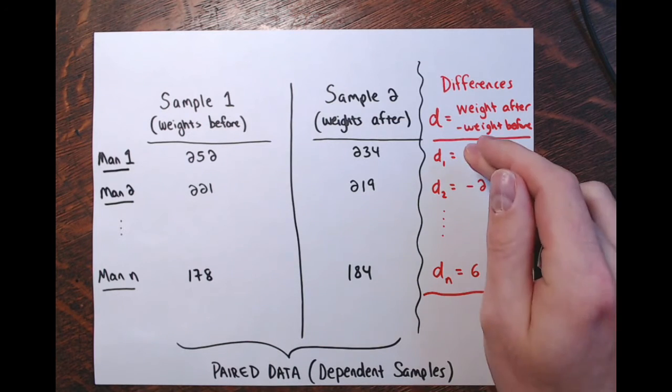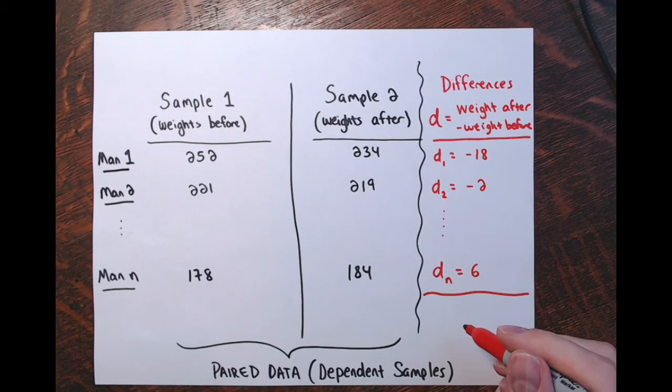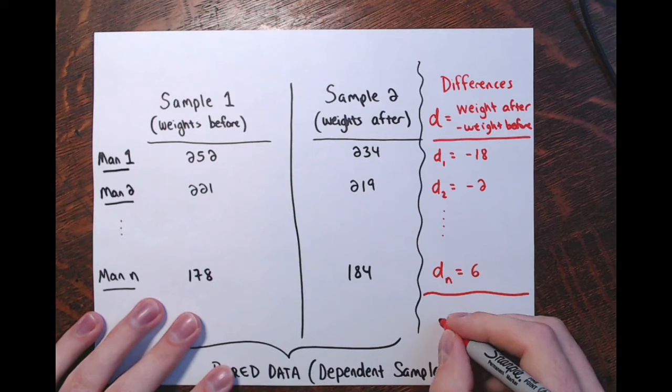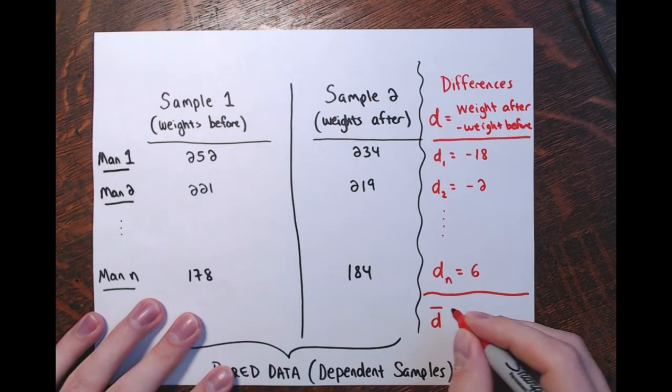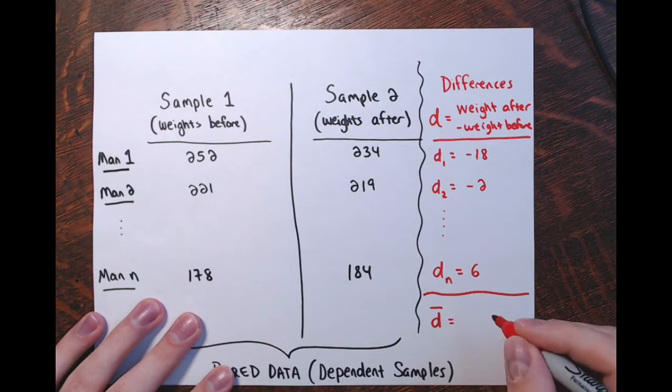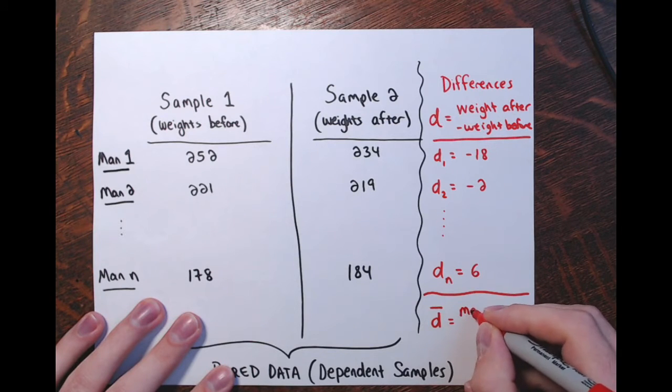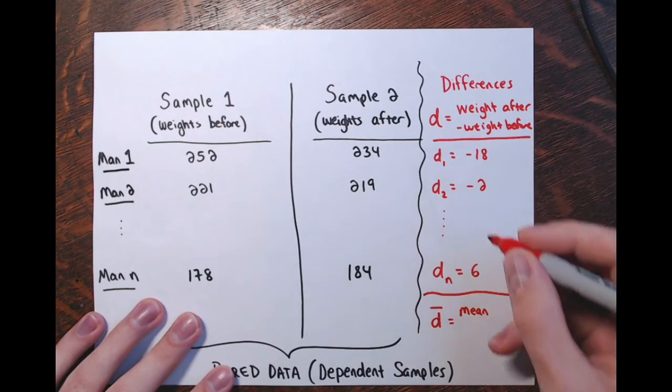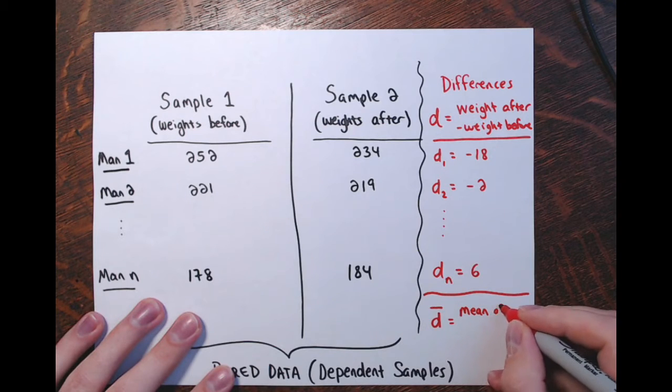And then what we're going to calculate here is D bar eventually. And eventually we're going to find D bar, and you remember X bar, right? You remember that's just the mean of this sample. This is the mean of these sample differences.